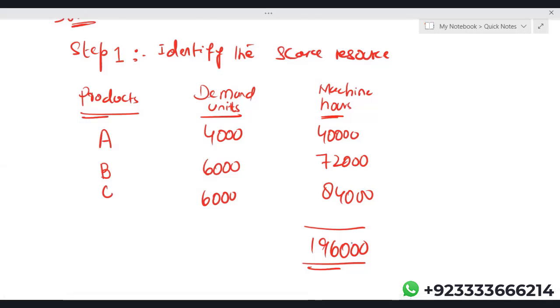So simply machine is not a limiting factor. Why is machine not a limiting factor? Because available machine hours are 200,000, and we just need 196,000. So obviously available machine hours are more than the required hours. When you have available hours more than the required hours, simply there is no limiting factor. So right now, machine hours is not your limiting factor. Now let's check for labor hours.